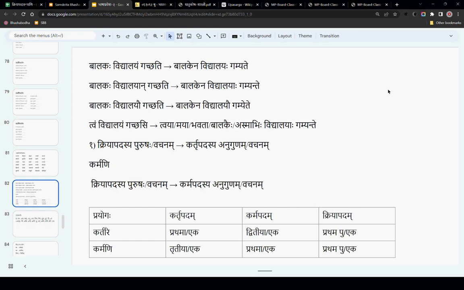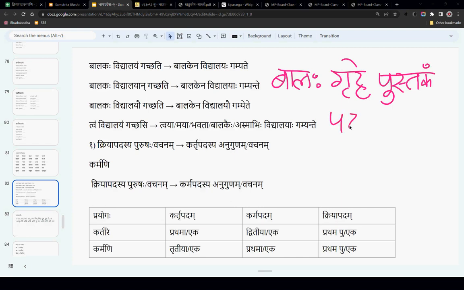So there could be other questions on the kriya pada. Yatha balakah गृहे पुस्तकं पठति, right? So balak or balah गृहे, not गृहे pustakam pathati.